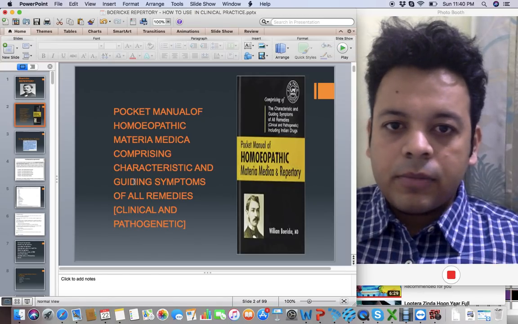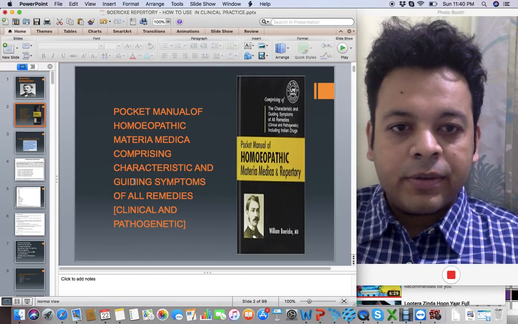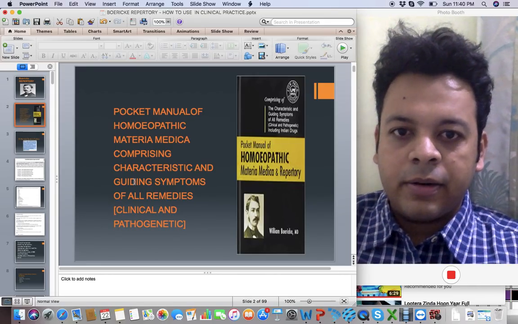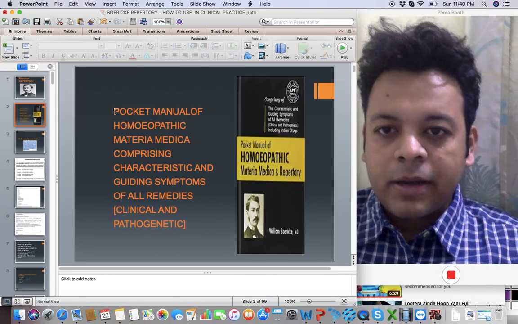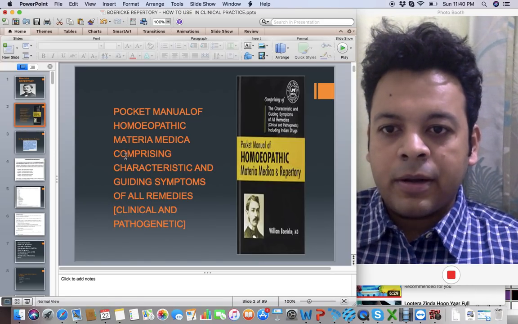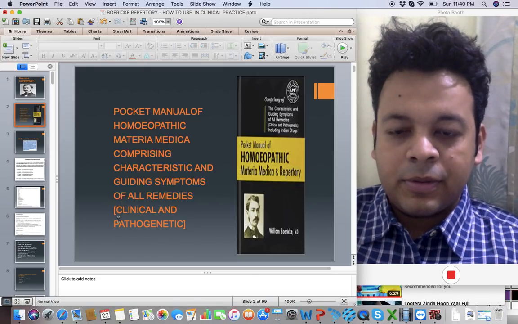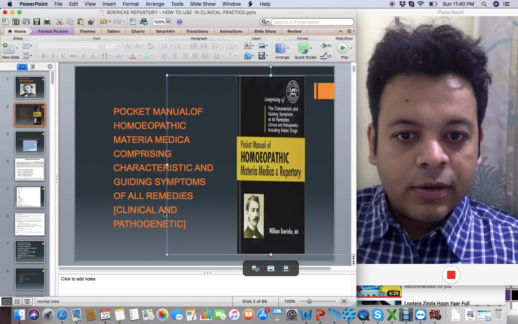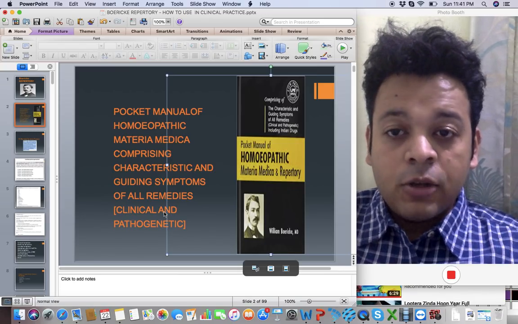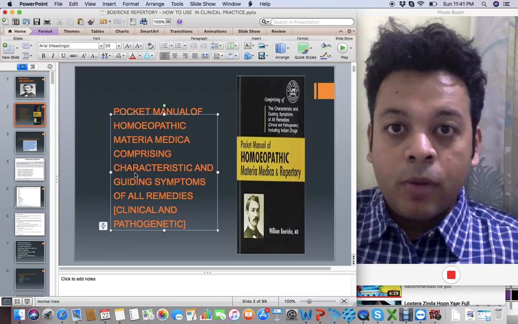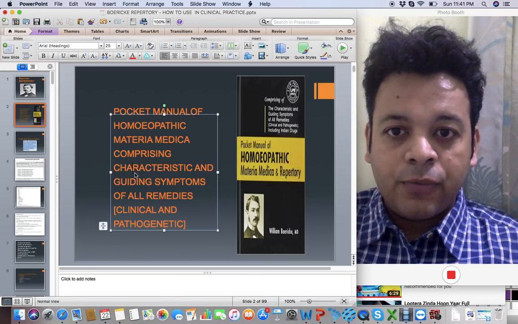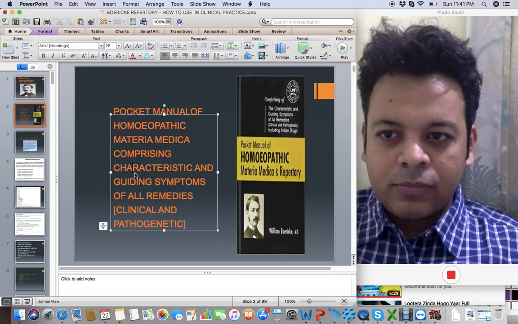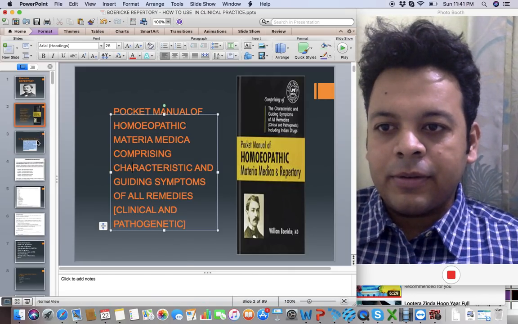So basically it's a materia medica and repertory. All the Boericke that you actually read have the materia medica section in the beginning and the repertory section behind. But it's important to know how he writes the materia medica. It's a pocket manual of homeopathic materia medica comprising of characteristic guiding symptoms. And then comes the most important thing that I want to tell you, clinical and pathogenetic form of repertory. So this is quite opposite to what normally we know about homeopathy, which is the individualistic form of technique of understanding the person. This is a totally clinical repertory. This is for a homeopath who knows a little bit of clinical medicine.